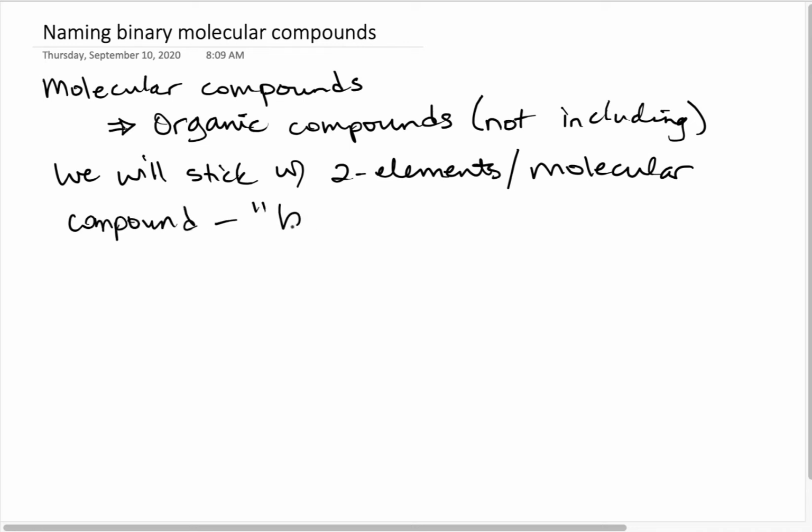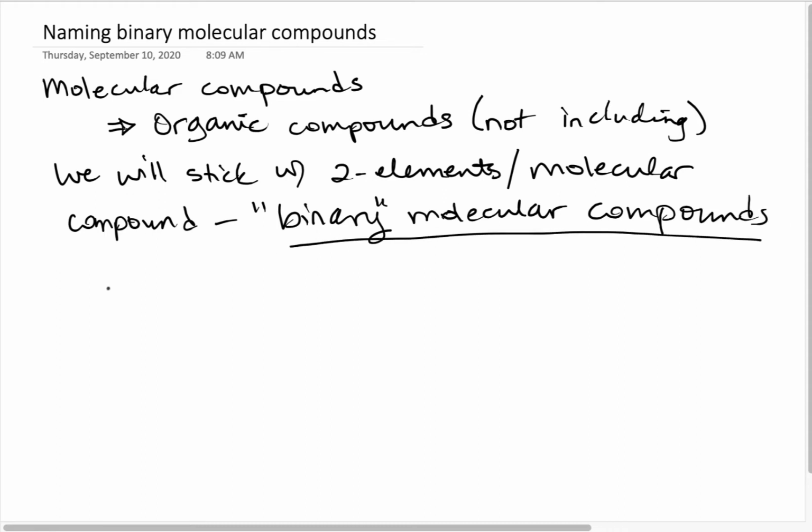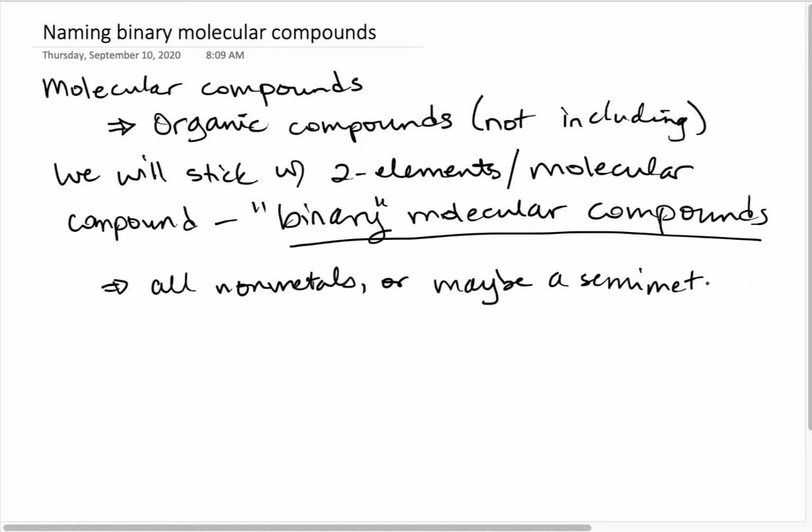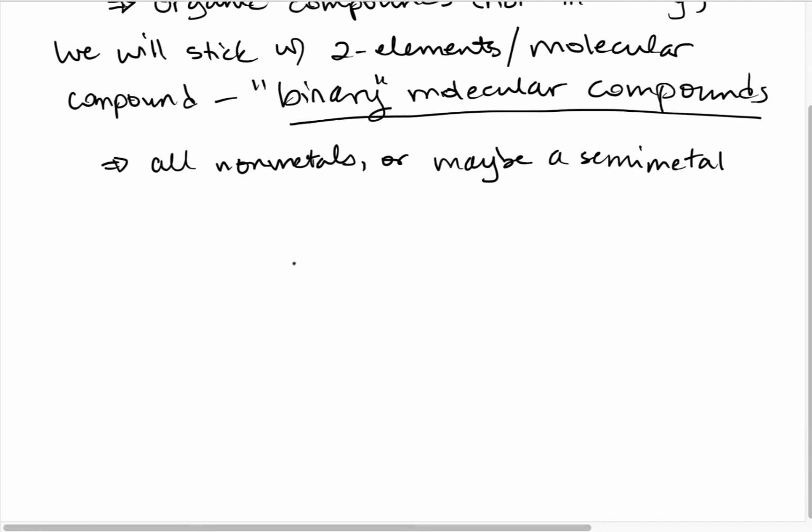We're going to call these binary compounds, and these are specifically binary molecular compounds. So that means that these binary molecular compounds are going to consist of all nonmetals, or potentially maybe a semi-metal. So I'm going to include the naming conventions that are standard for naming binary molecular compounds, and I'm pretty sure you probably already know about a few of them.